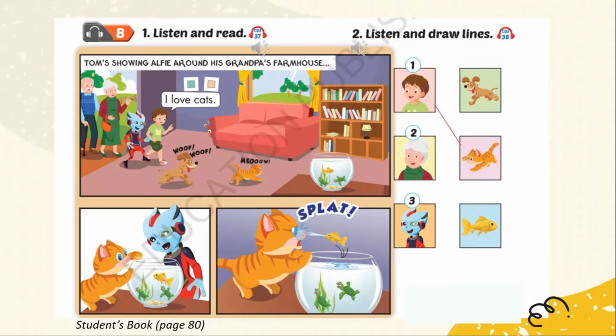What animal is that? It's a cat. I love cats.